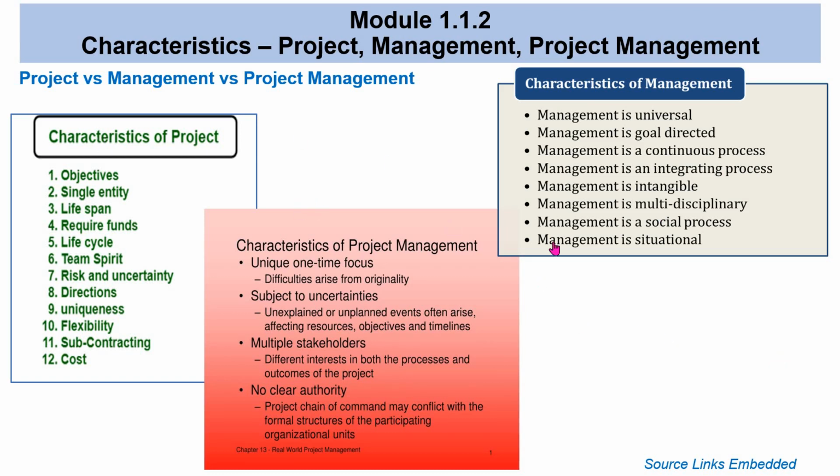And then for project management, the characteristics are that it's unique and one-time focus. So this is a combination of both the characteristics of a project as well as management. And it involves multiple stakeholders, as well as sometimes there's no clear authority. You have to define them. And these are things that we will look at in videos to come. And we look at some examples and things that tell you a bit better what project management is all about.